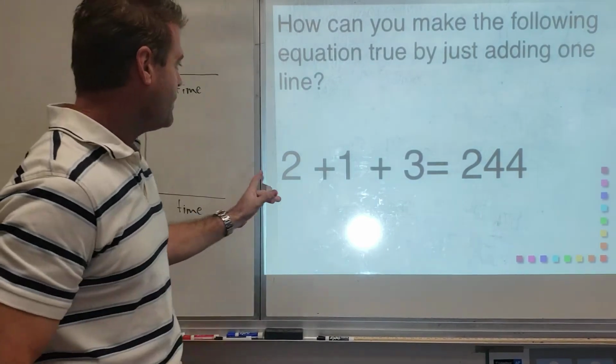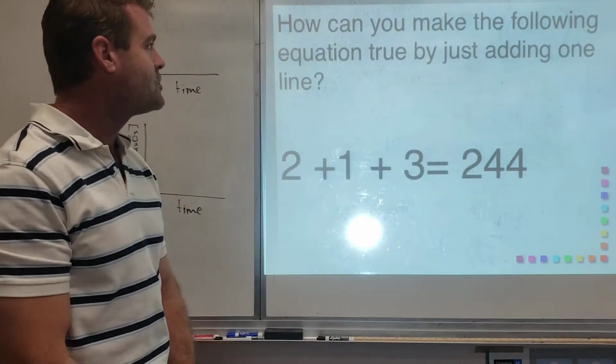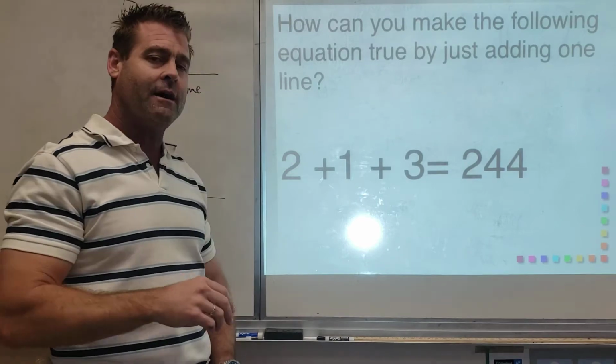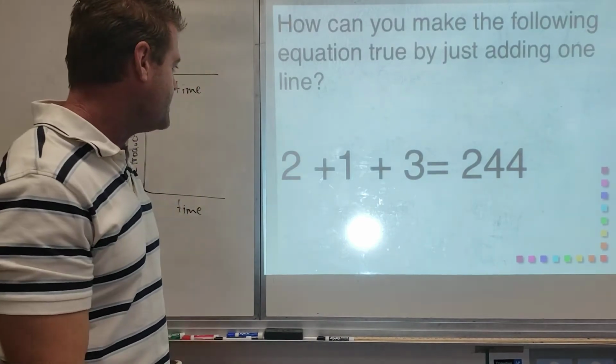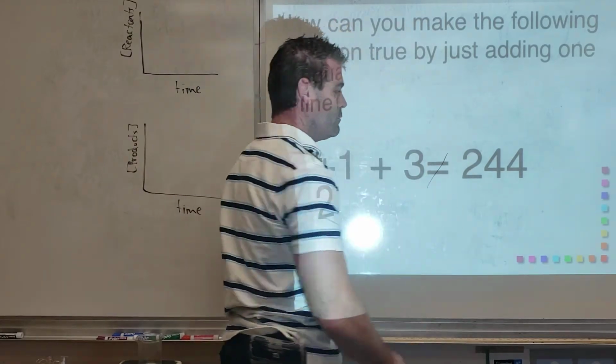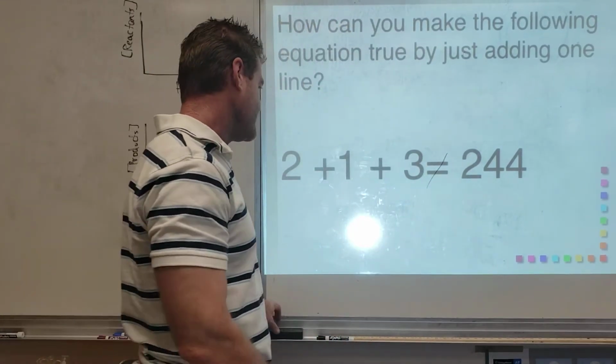Anyways, got a little mathematical puzzle for you. How can you make the following equation here true by just adding one line? If I were you guys, I would just pause it, because I'm going to show it right now. I would pause it and try to figure it out. What could you do? I know what some people want to say. They're like, 2 plus 1 plus 3 does not equal 244. Okay, but that would be the easiest way to do it.